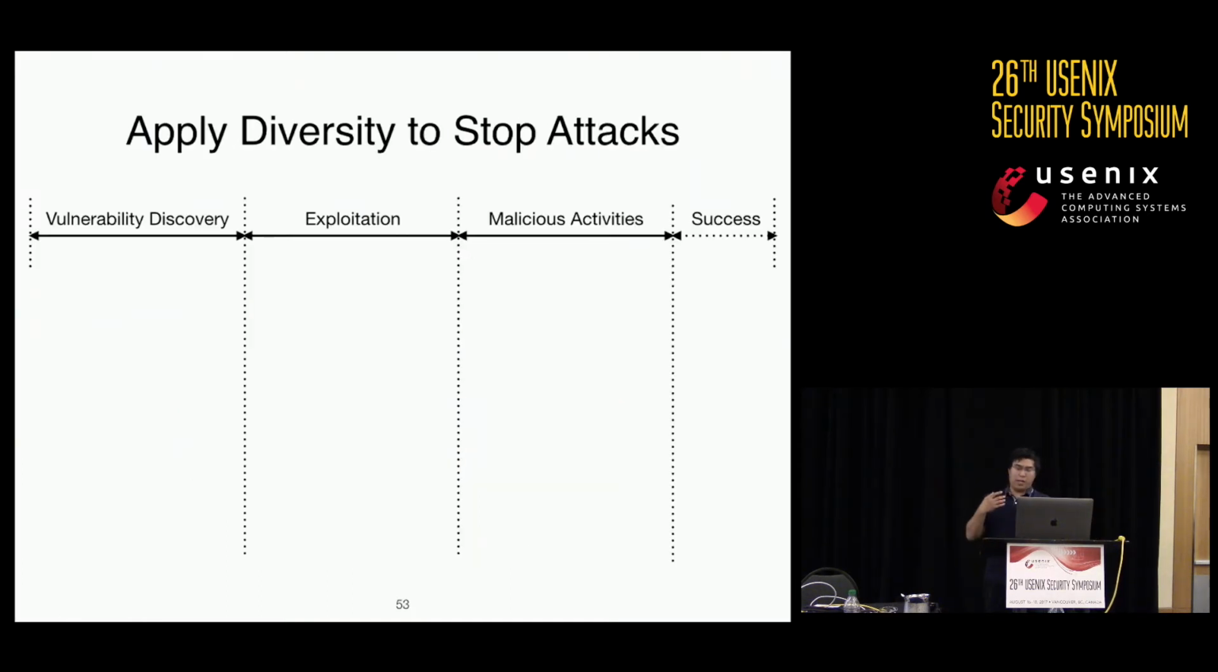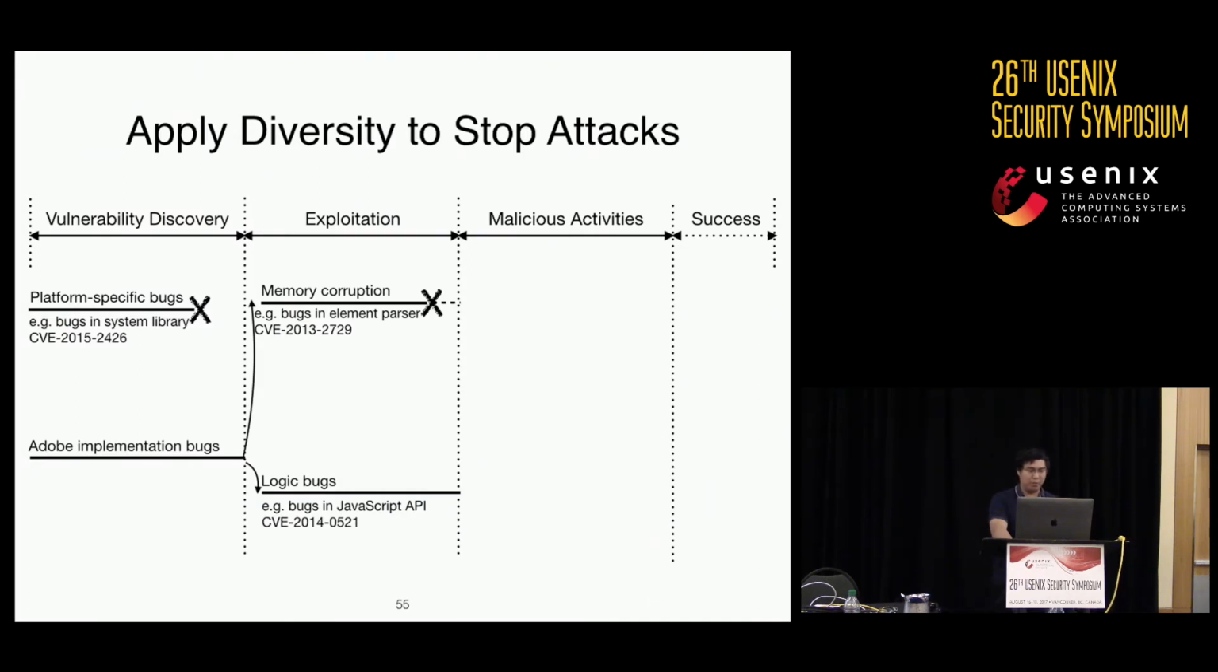And if we try to make it a generic step, like how we can use diversity to stop attacks, it can stop attacks in either the discovery step, the exploitation step, or when you try to do some malicious activities. For example, there are certain bugs that only exist on one platform, and those attacks that rely on these bugs will never succeed. If you rely on some implementation bugs and then go to the exploitation stage, say you launch memory corruption attacks, because of the heap management or memory layout issues, almost all the attacks that succeed on one platform will fail on the other.